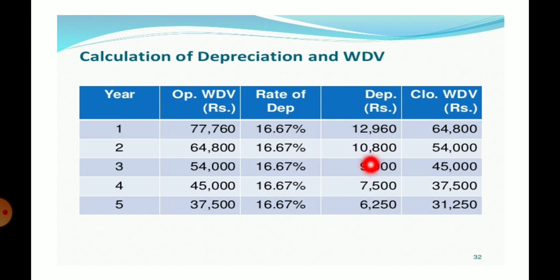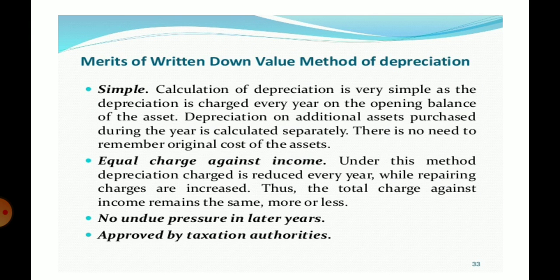So every time you can see the depreciation amount will be charged, and there is a change in the amount of depreciation every year. That is, in the first year you have to pay 12,960 as depreciation. Next year you have to pay 10,800. How is it calculated? 64,800, 16% is 10,800. So every time you have to change your amount of depreciation.